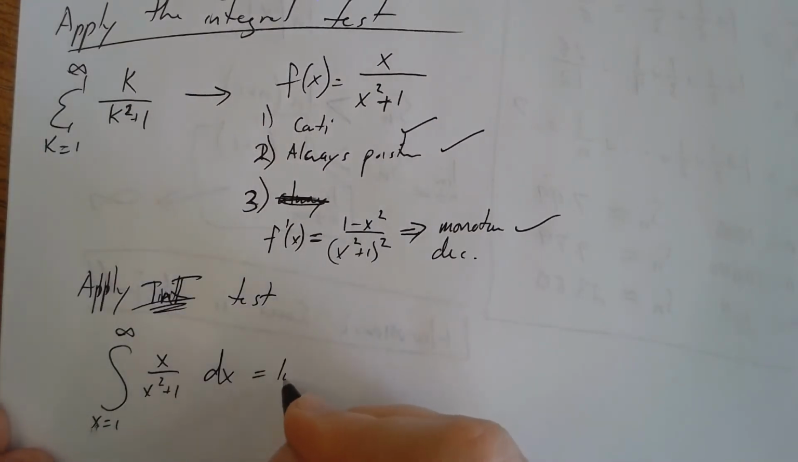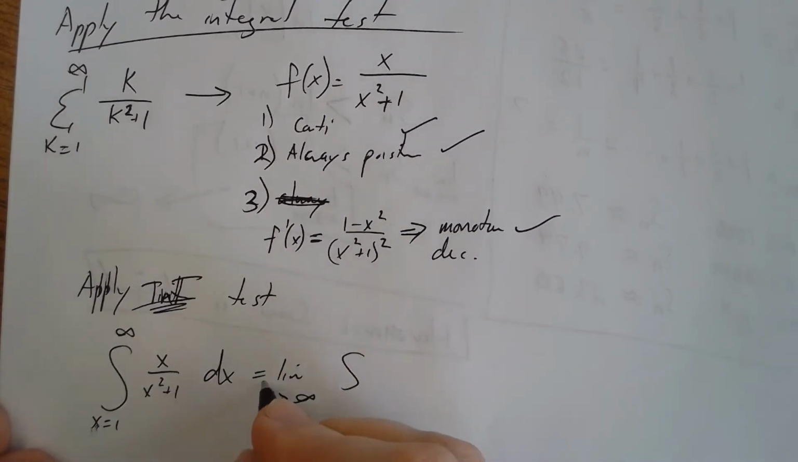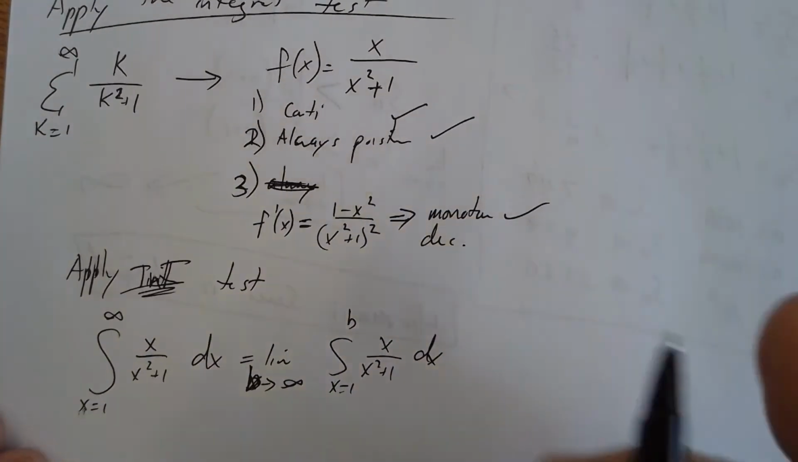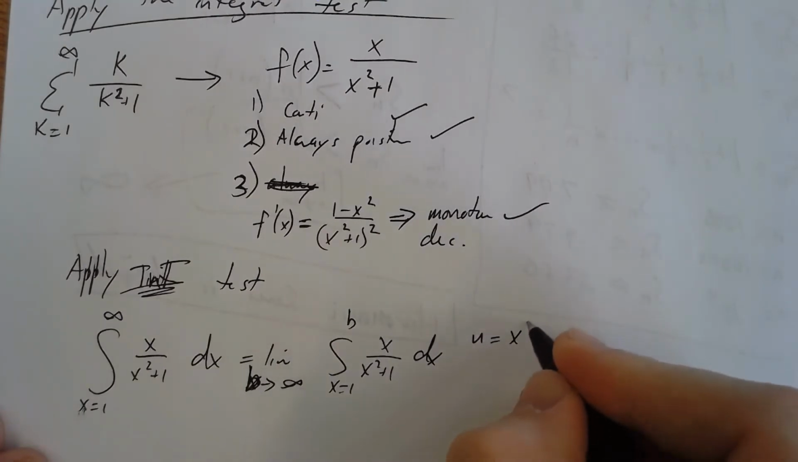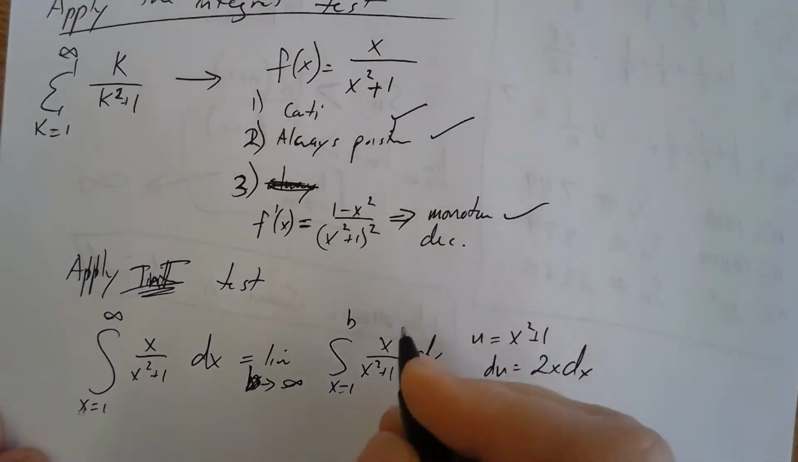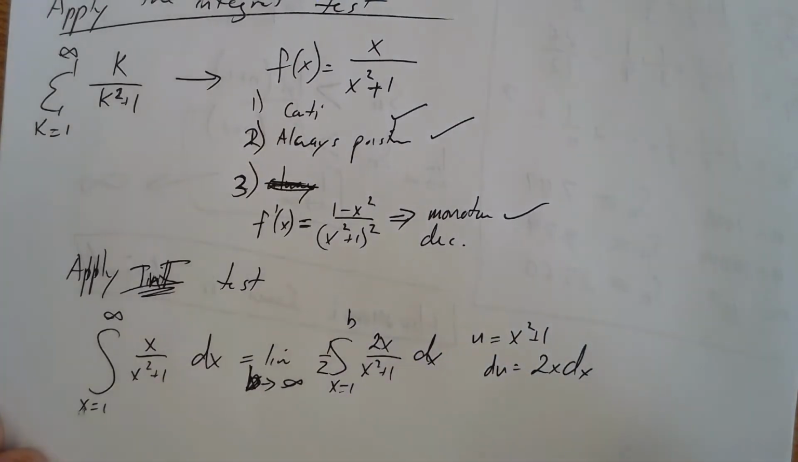Well, remember that this is an improper integral and we can never actually plug in infinity directly. So it's the limit as b goes to infinity of the integral from x equals 1 to b of x over x squared plus 1 dx. We can use a u sub on this, u equaling x squared plus 1. My du is going to then be equal to 2x dx. I need a 2 here, therefore I'm going to put a 1/2 on the outside.